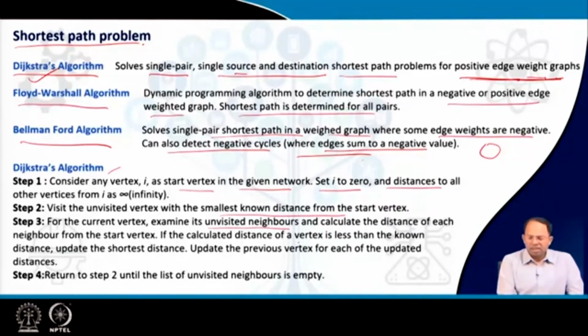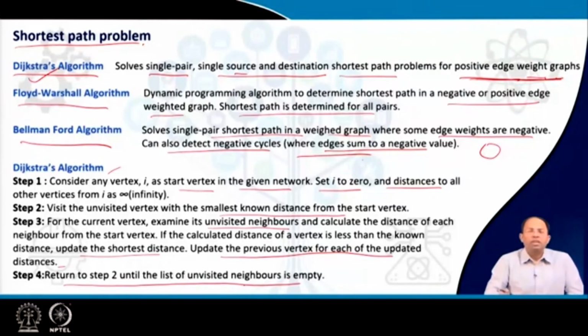If the calculated distance of the vertex is less than the known distance, we have to update the shortest distance. That means as soon as we determine the unvisited vertices, we also have to write the distances to those vertices from the previous vertex, right? If we come back to a particular node from another direction and find that the distance is less, we will update it with the lesser distance. We will also keep track of the route choice to reach that node, that is, what was the previous node visited. Update the previous vertex for each updated distance and return to step 2 until the list of unvisited neighbors is empty or we have reached the destination.